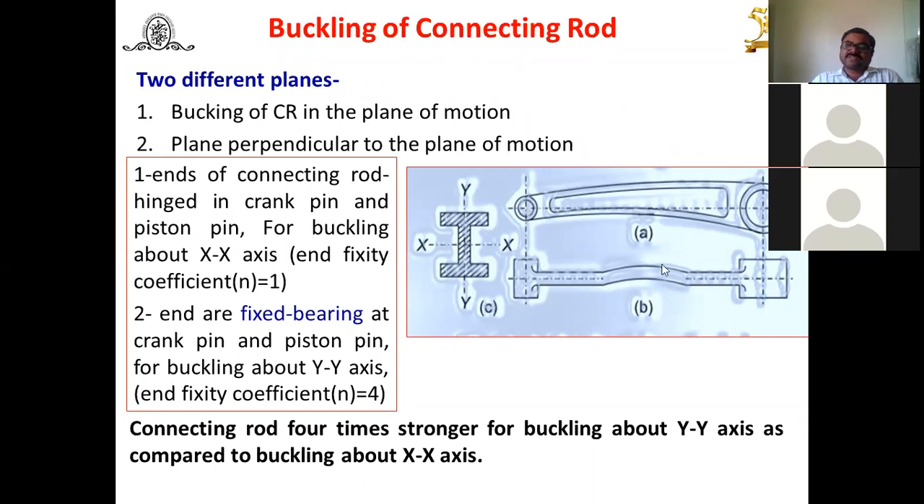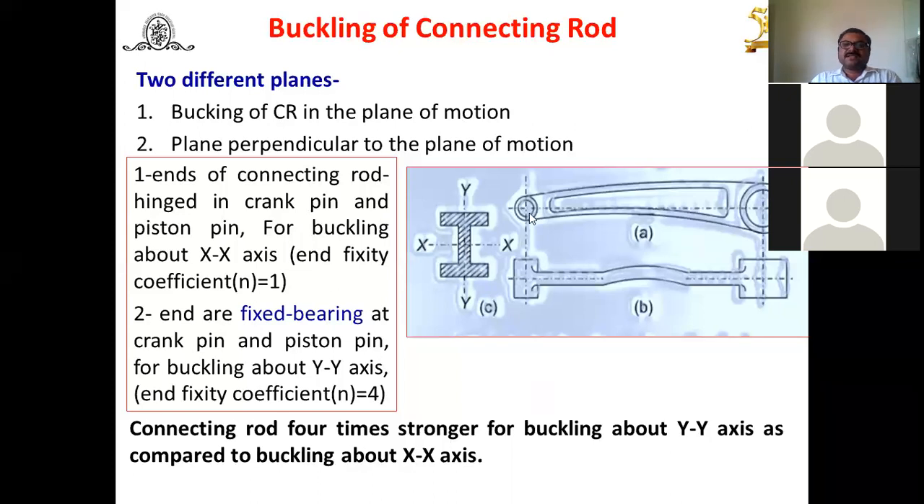But if you refer to figure B, you will find the plane perpendicular to the plane of motion. Here, for the end fixity coefficient, you will find this side 1, 2, 3, and 4. That means for the second case, the plane perpendicular to the plane of motion, the end fixity coefficient is 4. Why is this end fixity coefficient important? Because we are going to prepare Euler's equation for this buckling. Again here you will find the connecting rod is 4 times stronger.